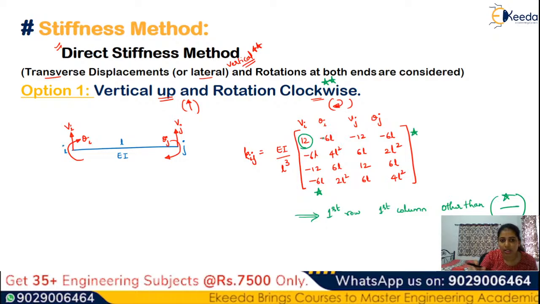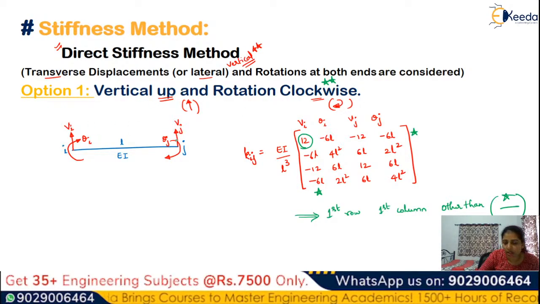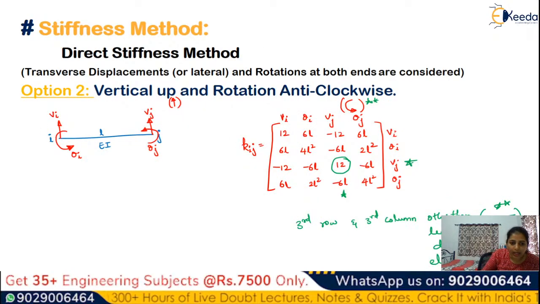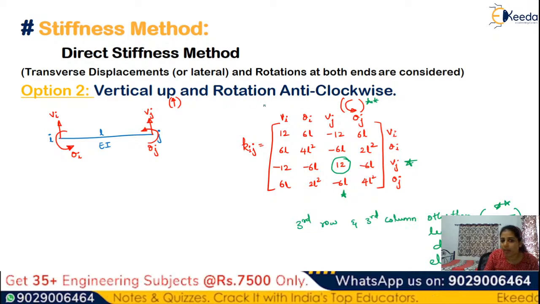Again, there are two approaches. The first approach is what? These two will be vertically upward coordinates, whereas the rotations will be clockwise. In that case, only the first row and first column, except the diagonal element, should be taken as negative. The other option is what? Again, here both the reactions are vertically up, whereas the rotation is anti-clockwise. If in case we are taking this approach, the third row and third column, except the leading diagonal element, should be negative.